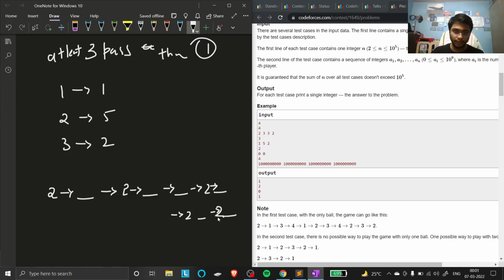Fine. So 3, 4, 5, and he will pass to someone else. So how many players are required if he is playing with one ball? How many players are required? One, two, three, four, five.